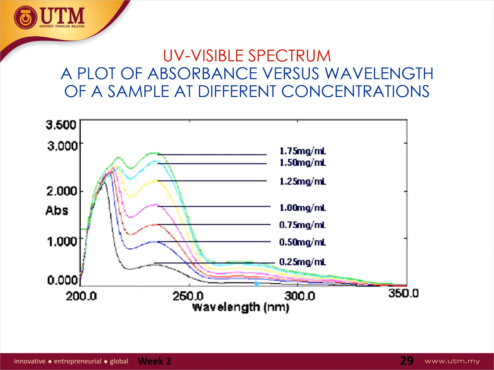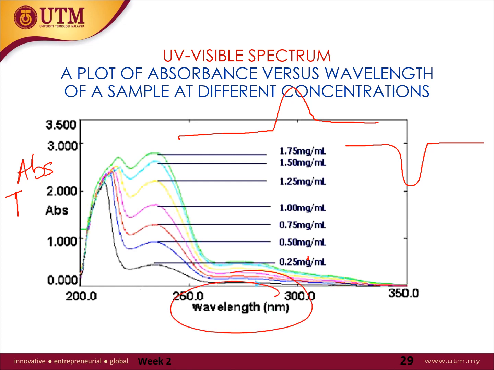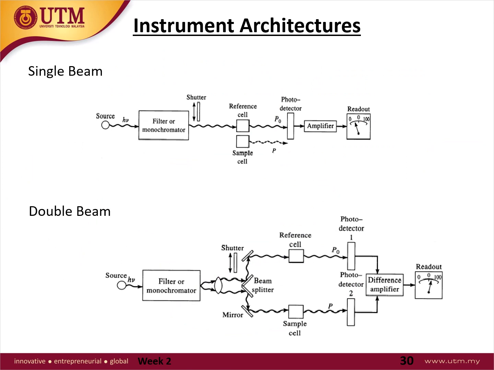It has been shown before, whereby the y-axis is absorbance. It can also be transmittance. Kalau absorbance, you will get a positive peak lah. Kalau transmittance, you will get a negative peak. Okay, and the x-axis is wavelength. Okay, you see that different concentration will give different absorbance signal. Okay, the more concentrated it is, the higher the peak height. Okay, then you also go through single beam and double beam.